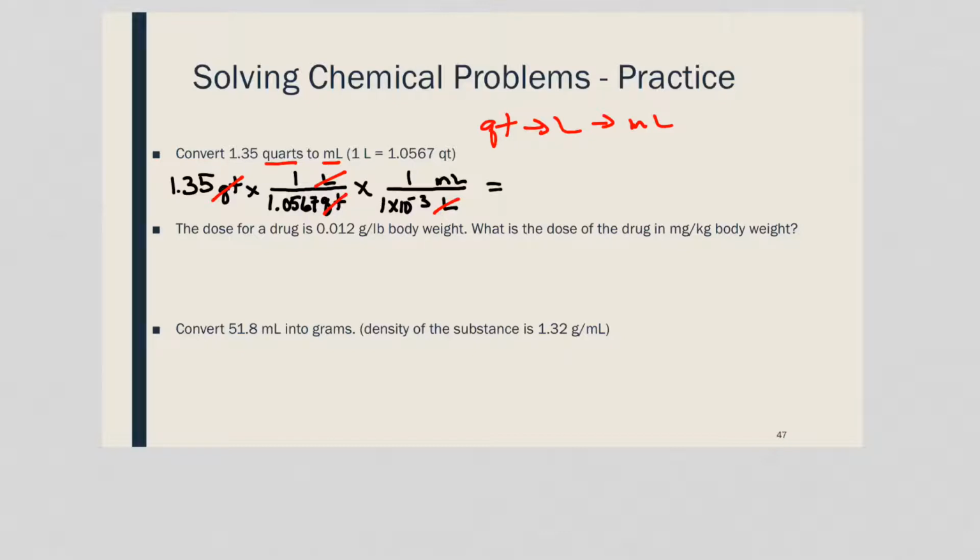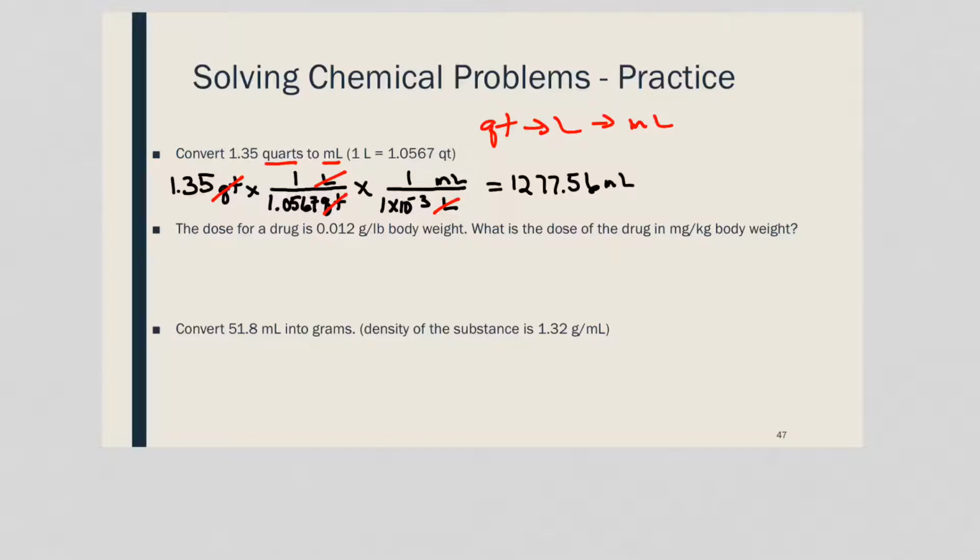So I'm going to take my 1.35 times 1 divided by 1.0567 times 1 divided by 1 times 10 to the minus third. And if you do all that, you should end up with something like 1277.56. And this is, of course, going to be milliliters.